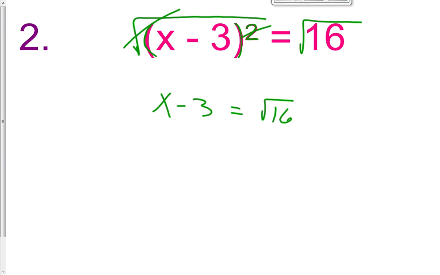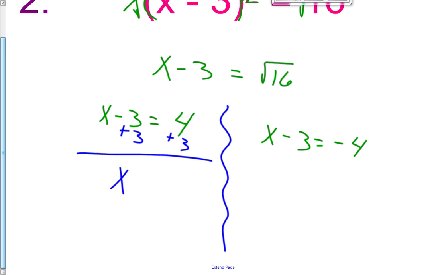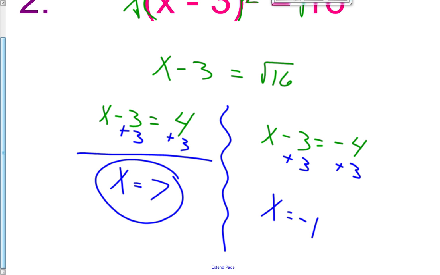Now, what is the square root of 16? Hopefully you say it's 4, but hopefully you don't say it's only 4, but it's also a negative 4. So x minus 3 equals a positive 4, and x minus 3 equals a negative 4. There's going to be two different answers for this one, and all of these. So to solve for x, here on the left side, I'm going to add 3, and I get x to equal a positive 7. And then, over here on the right part of my board, I'm going to add 3, and I get x to equal a negative 1.